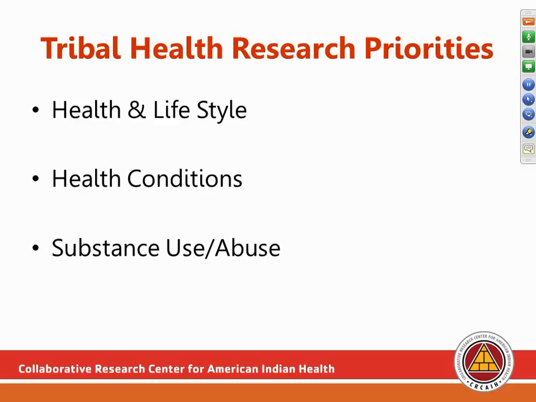The next category is health conditions, so examining the efficacy of existing programs, looking at different health outcomes such as diabetes, cardiovascular outcomes, obesity, cancer. And then the third is substance use and abuse, and looking at efficacy of approaches to reduce either opioid use, prescription drug, tobacco use, alcohol use, looking at the efficacy of culturally based programs. And you can find more information and examples on page 3 of the RFA.